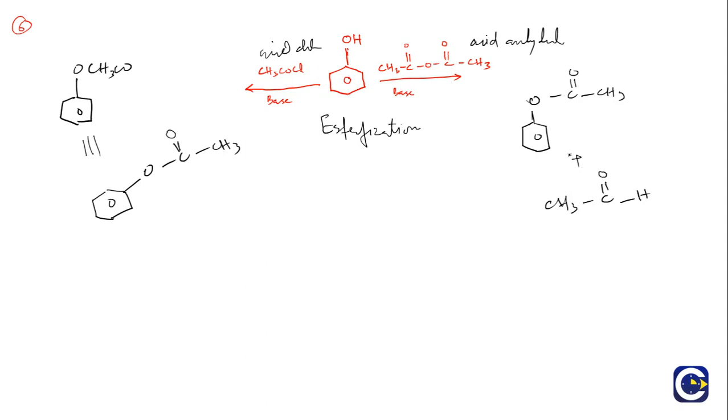This is the carboxylic acid. So these are the two products when the phenol reacts with the acid anhydride, and there is one product when the phenol reacts with the acid chloride. So this is the ester, and this is also the ester. Okay, so this is the esterification reaction of phenols.